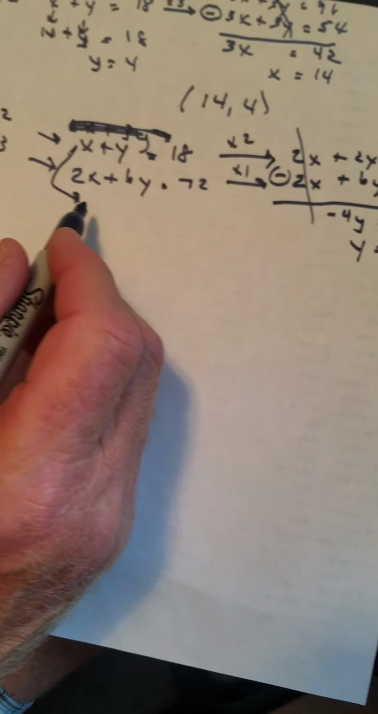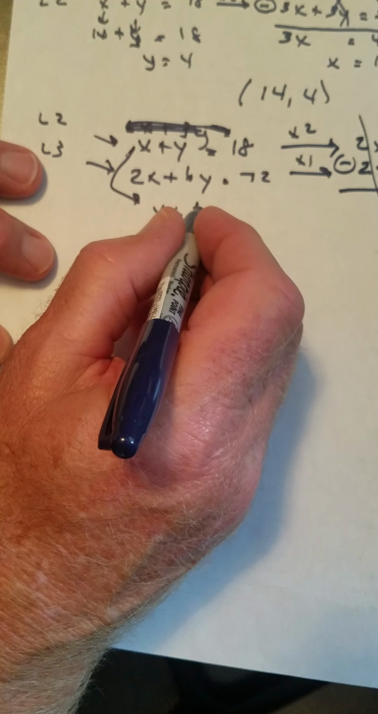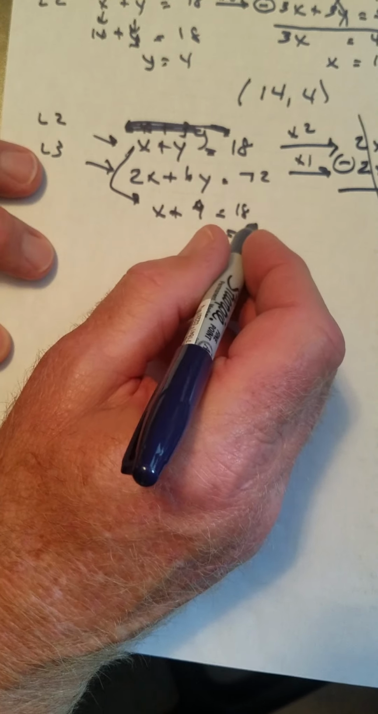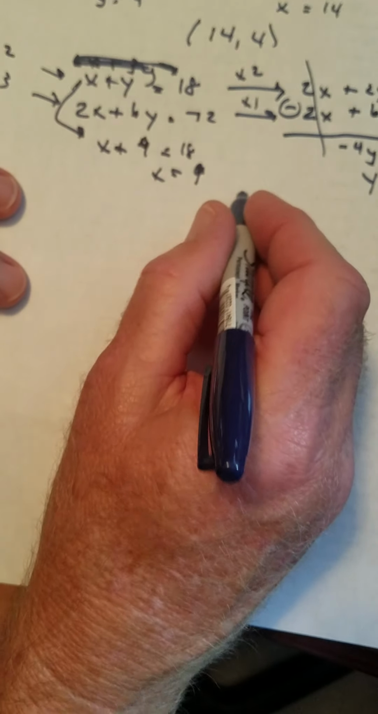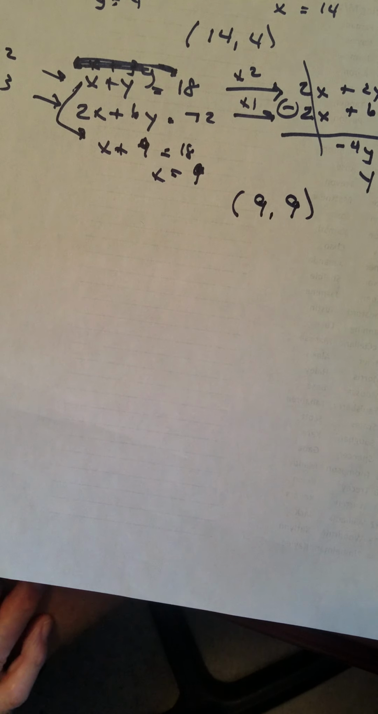And if I went back over here and substitute that in, I'm going to have x. I'll put 9 in for y, equals 18. So it looks like x is 9 also. So the point would be 9, comma 9.